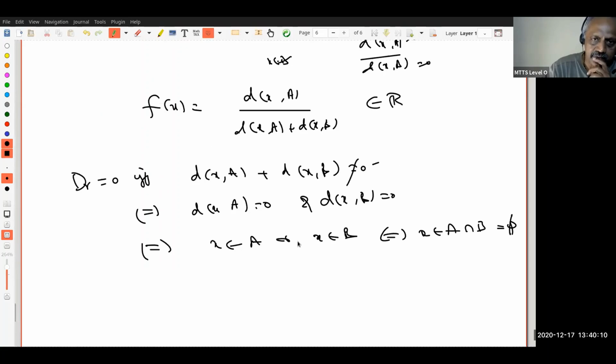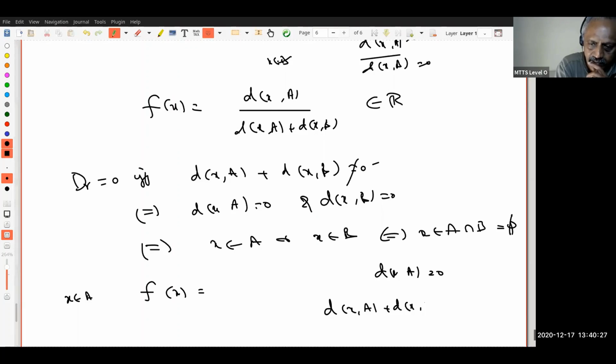Now, what is f if x is in A? What is f(x)? Since x is in A, the numerator will be 0. d(x,A) will be 0. Now the denominator is d(x,A) plus d(x,B), but remember x is in A, therefore this will be 0, but then d(x,B) is actually positive, therefore it is 0 by d(x,B). Okay, 0 by d(x,B), which is for x in A.